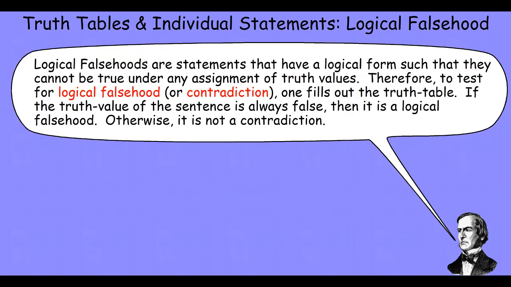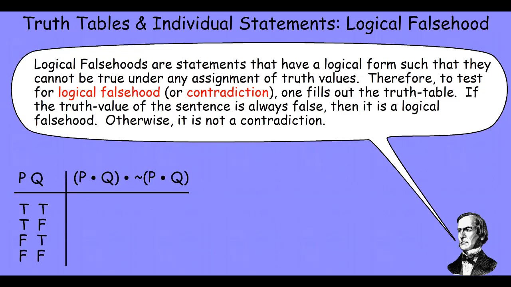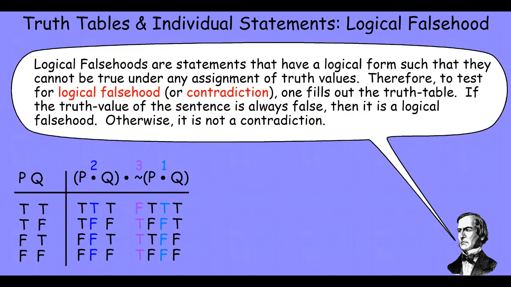So let's look at a couple of examples. Here we have this formula. We fill out our guide columns under our letters. We start with the innermost connectives. In this case, they're both dots. Then we go to our outer connectives. We do the tilde first, then the dot, and under that dot, the last connective that we do, the main connective, it's false, false, false, false.